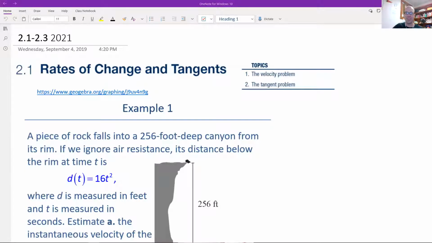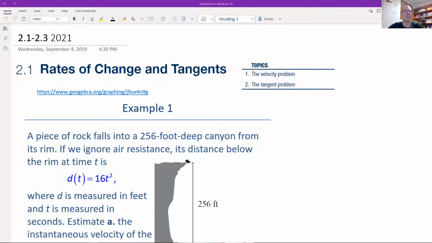Hi, everybody. We're into chapter 2, and that means we're actually going to start doing some calculus today. We're starting off here in section 2.1, and we're going to be talking about rates of change, tangents, and actually a little bit of integration as well. What we're going to be doing is giving you a little bit of a teaser of why we're going to start off a study of calculus by focusing in on limits.